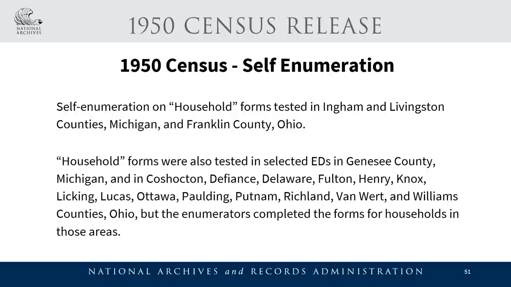One of the really interesting things about the 1950 census is that it was the first census in which the Census Bureau tested on a wide scale self-enumeration on household forms, and they did this in Ingham and Livingston counties in Michigan and Franklin County, Ohio. Household forms were also tested in selected enumeration districts in Genesee County, Michigan, and in Coshocton, Defiance, Delaware, Fulton, Henry, Knox, Licking, Lucas, Ottawa, Paulding, Putnam, Richland, Van Wert, and Williams counties in Ohio, but the enumerators completed the forms for households in those areas.